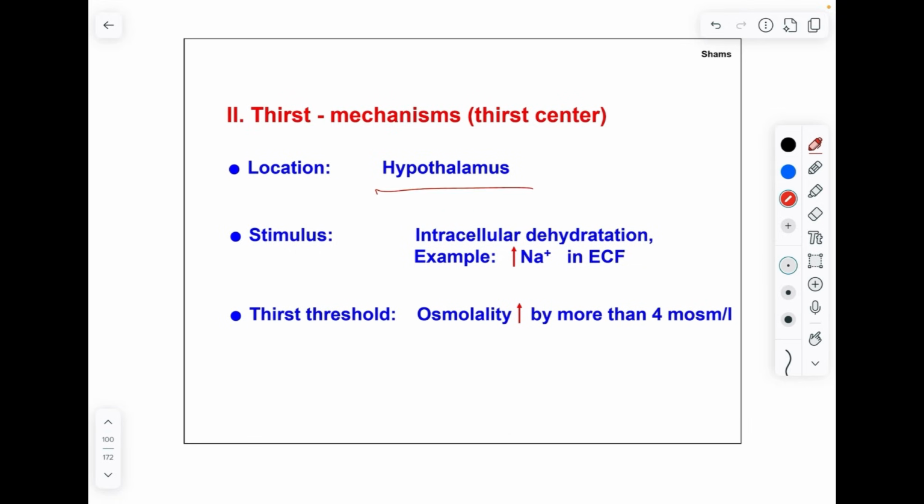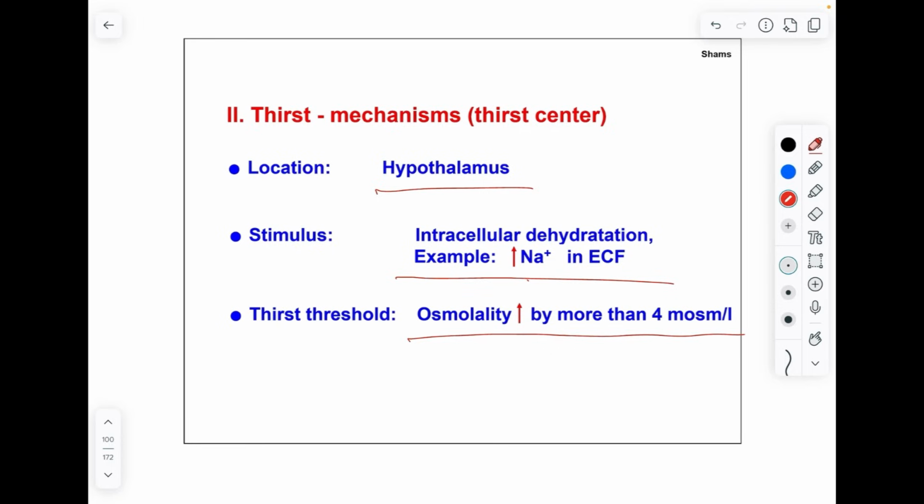Okay, thirst. Thirst is exactly the same. The location is the hypothalamus, just like ADH. The stimulus is also increased osmolarity. So if you have more Na in the ECF, that means I have low water. Okay, so it starts telling your body, okay, you're thirsty, go drink some water. The thirst threshold is 4 milliosmol.